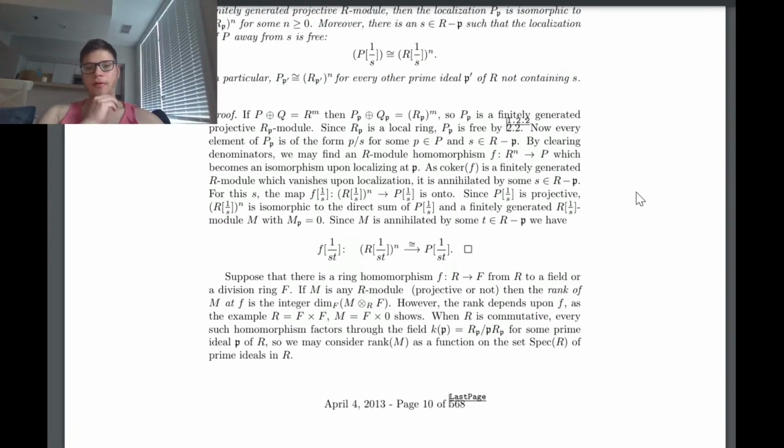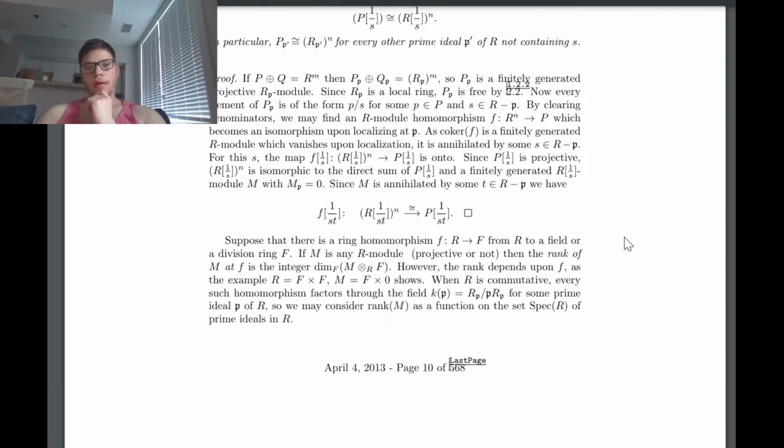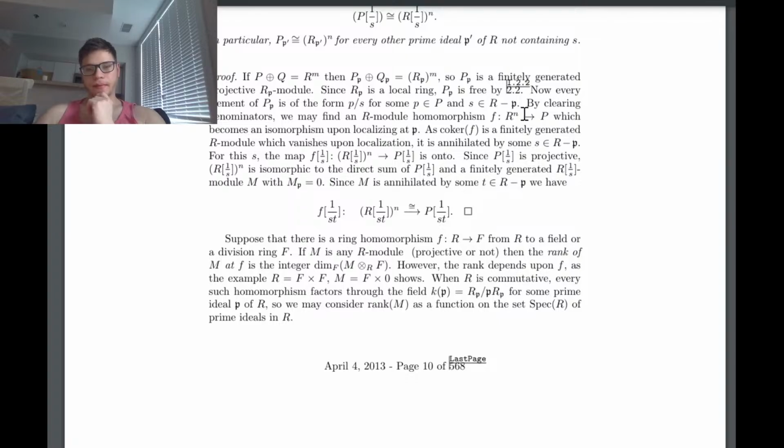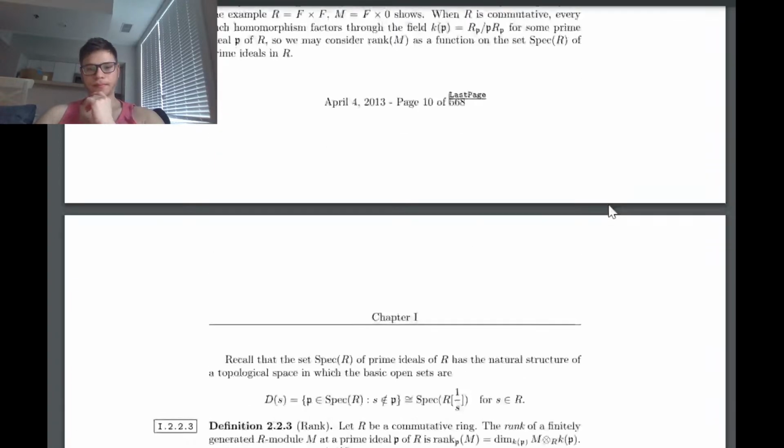Yes, very cool. Nice proof. Localizing killing things is a fun thing. Yeah, and this quotient is finitely generated, and M_P is 0. Up here, okay. Because P_P is free, it has a basis, then just clear denominators of that basis, and that's still a basis. Okay. Coolio.